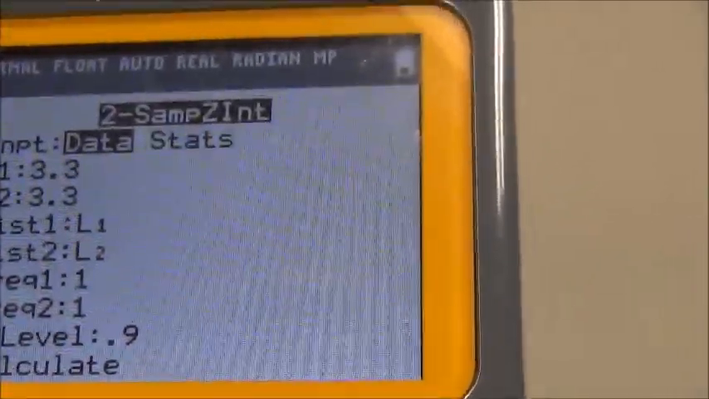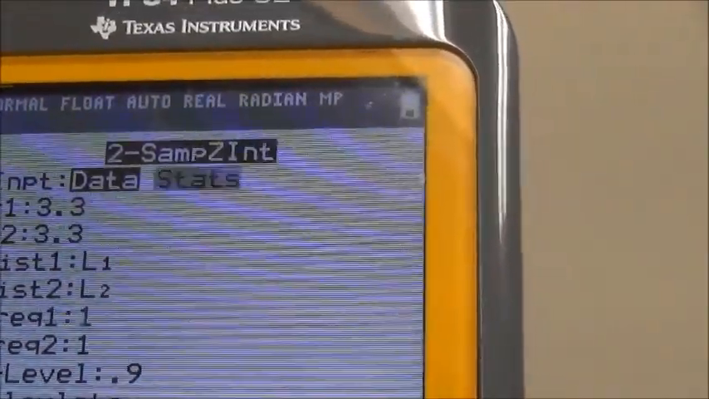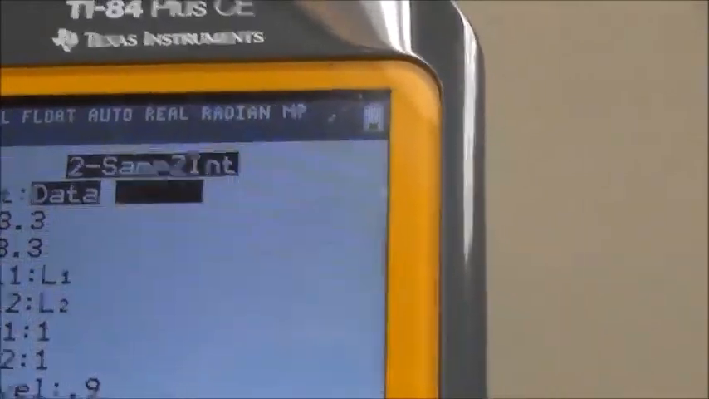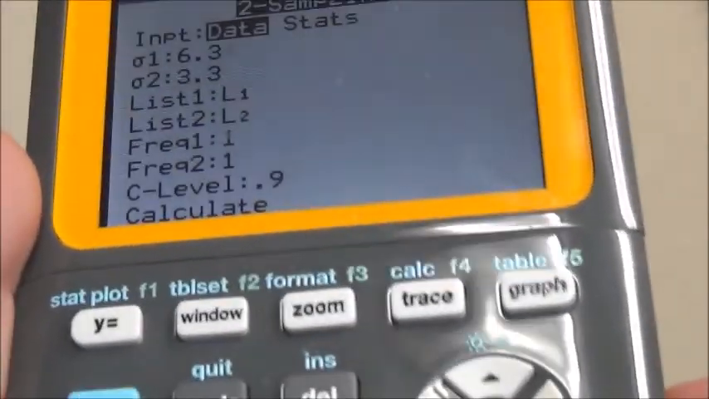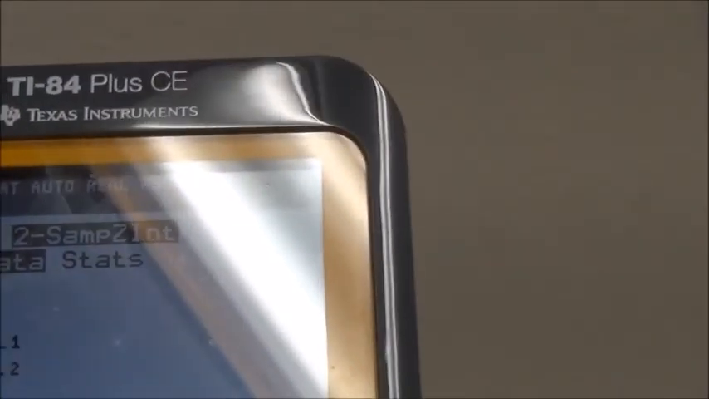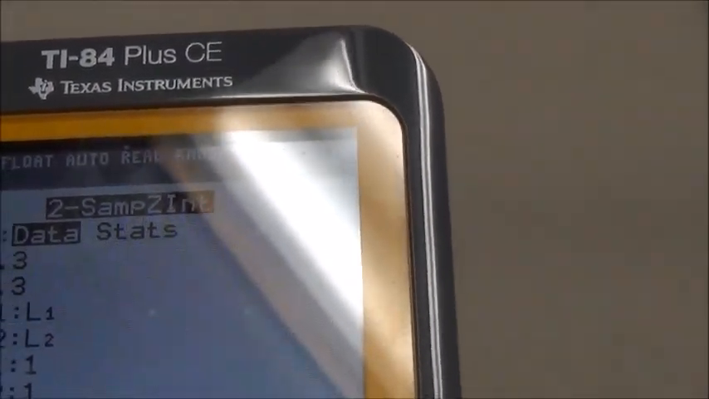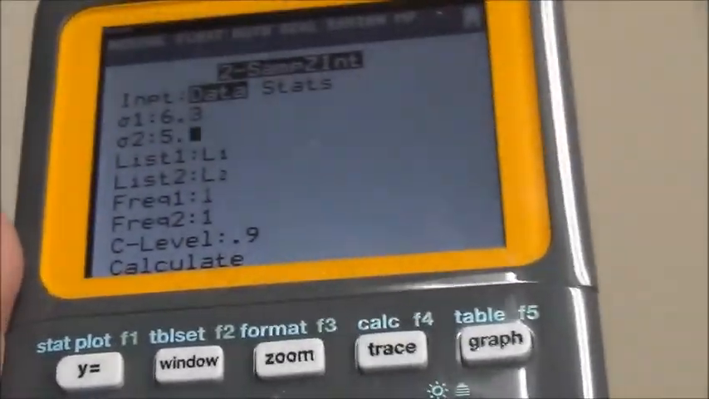So if I'm entering the stats in here, the standard deviation for the first group was 6.3 hours. So 6.3. My standard deviation for my second group was 5.8 hours. So 5.8.